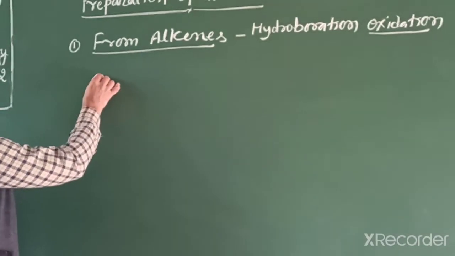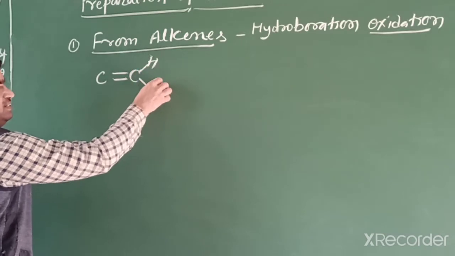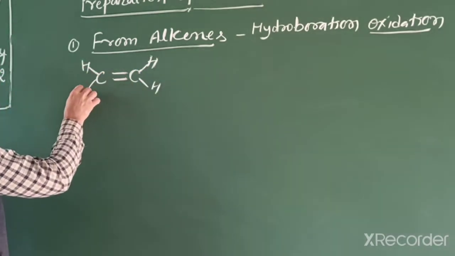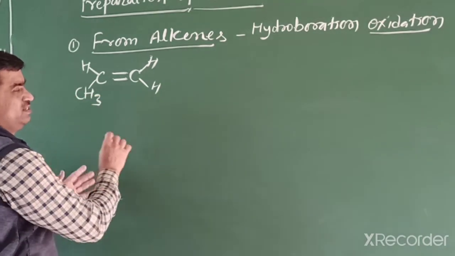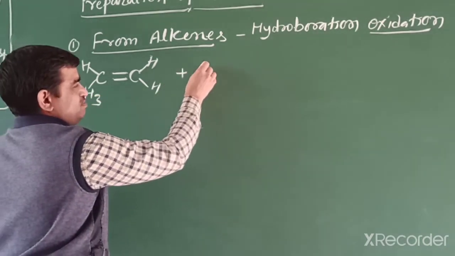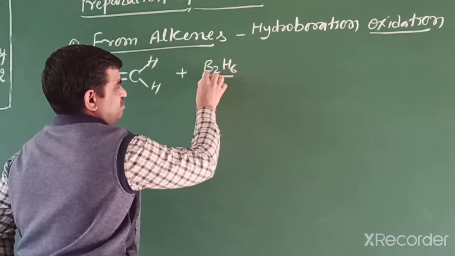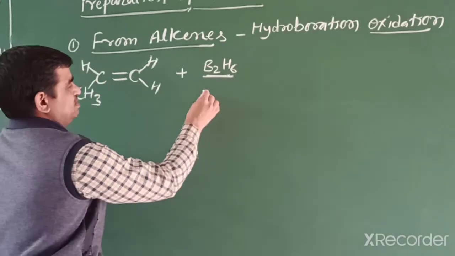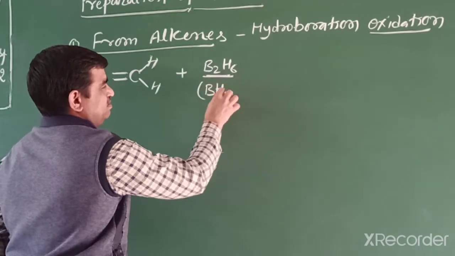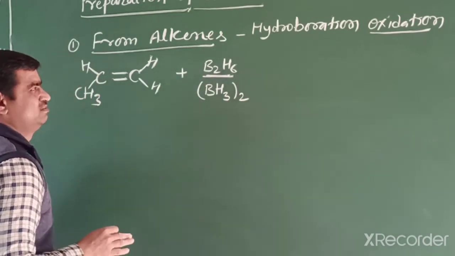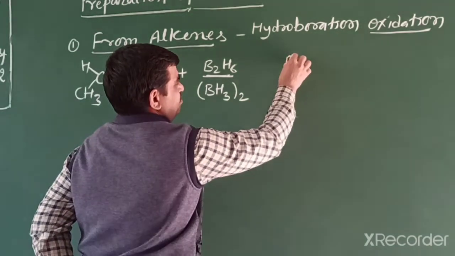Since now again we take the example of an unsymmetrical alkene like propene. In this addition reaction occurs with diborane. Students, you know what is diborane? It is written as B2H6 and its monomer is written as BH3, all twice. Diborane structure you all know, like this.